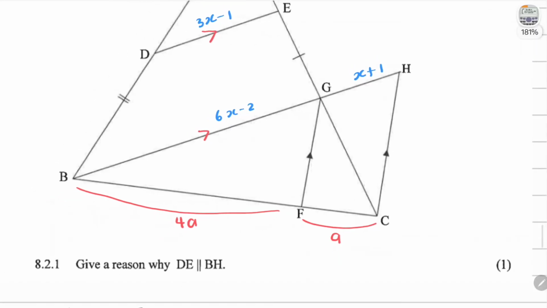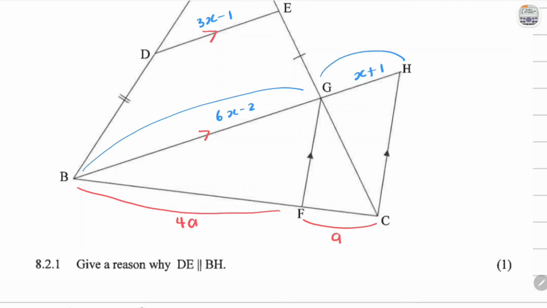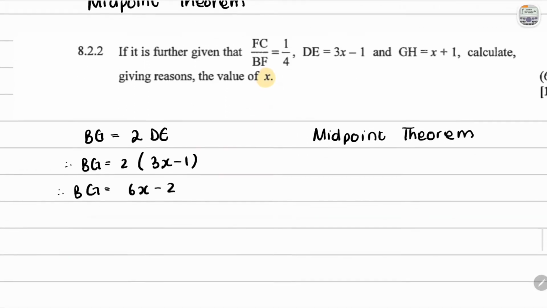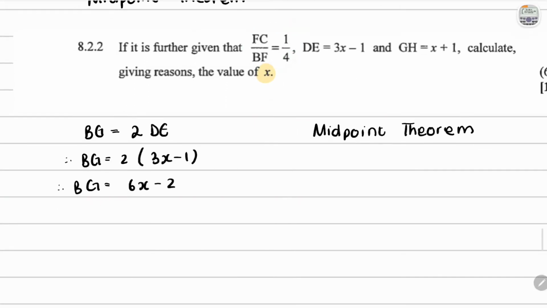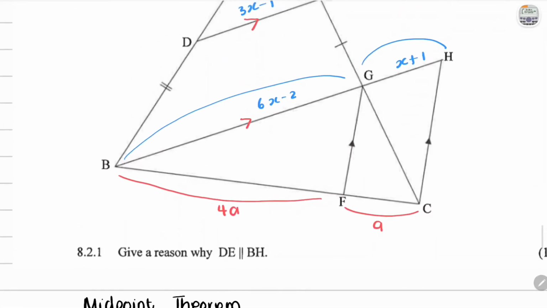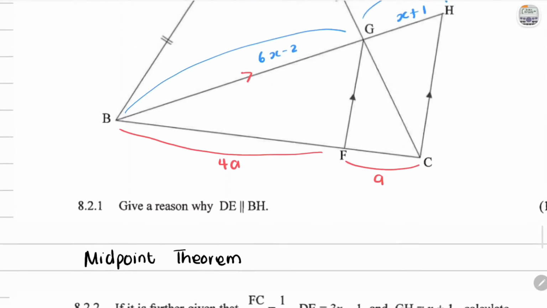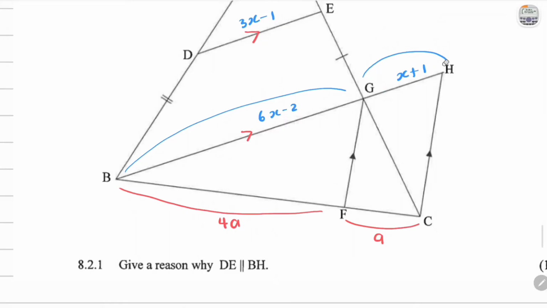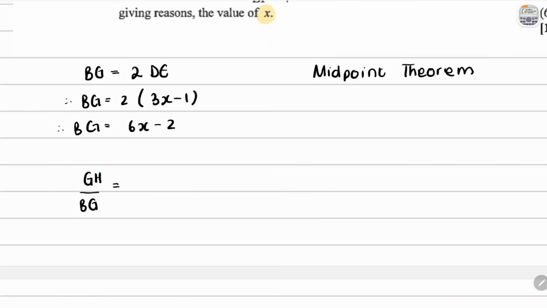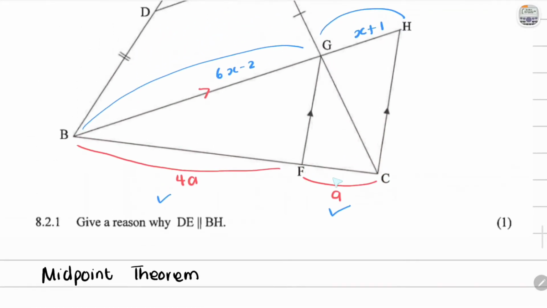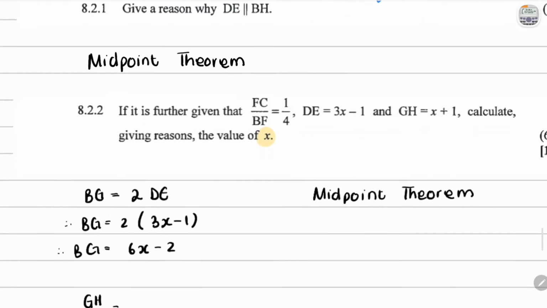And here's where our equation comes. Because these lines are parallel, we can use the proportionality theorem on this. So we can go ahead and tell them BG over GH is equal to, you can use it in this form as well, it's also fine. So let's just go like that. We're looking at FC over BF, so we will take GH over BG. So it corresponds with FC over BF.